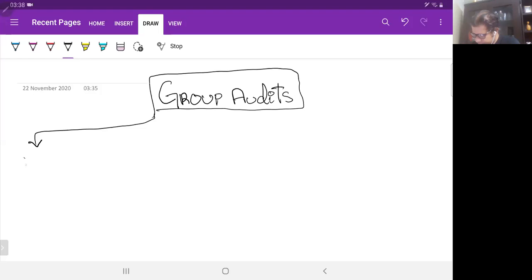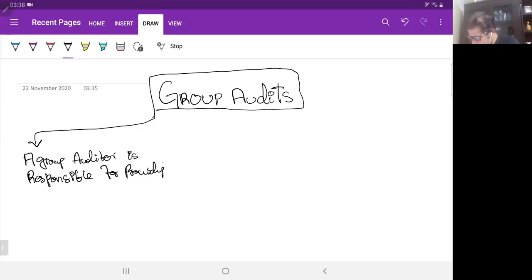Group auditor is responsible for providing the audit opinion on the group financial statements.